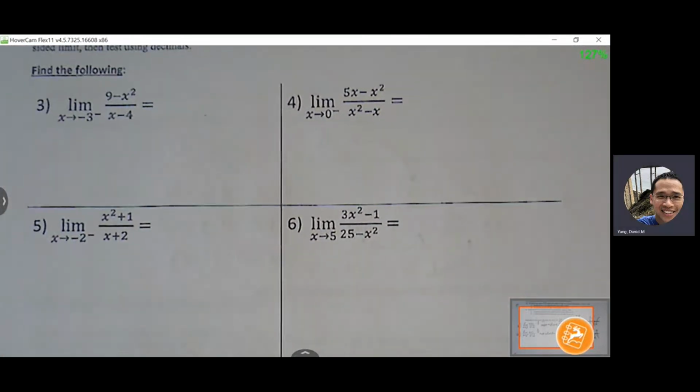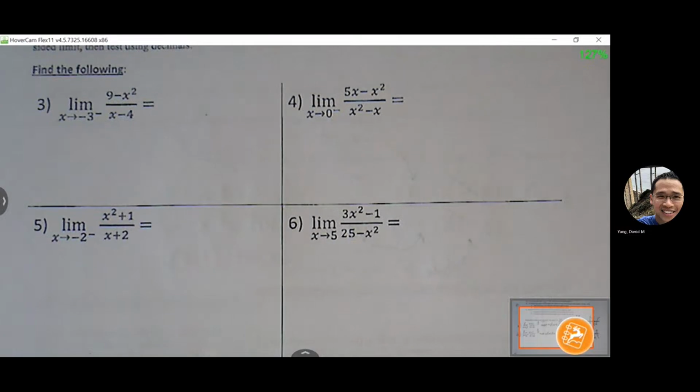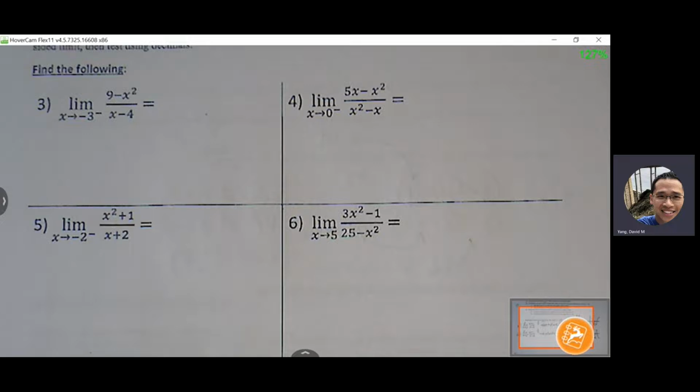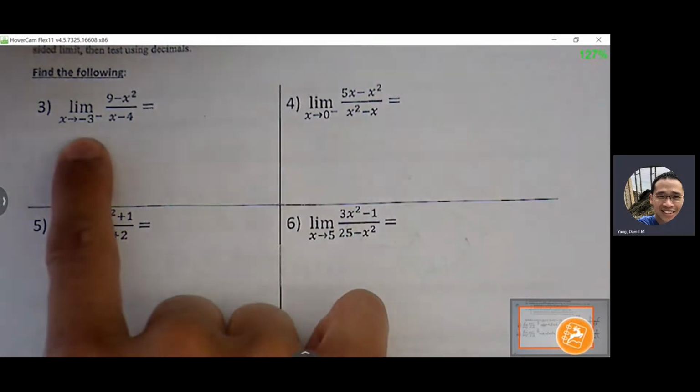So number 3. First thing you do, if you see a one-sided limit, ignore that notation and just focus on the whole limit. All right, what's the first thing that we can do? Plug in, right? Plug in -3. We have to know which category we're in before we go too far. So -3 in for x.